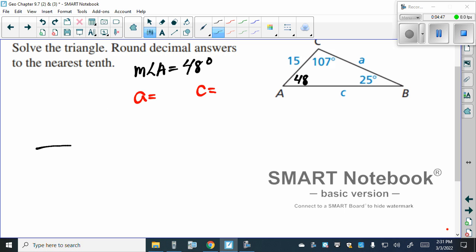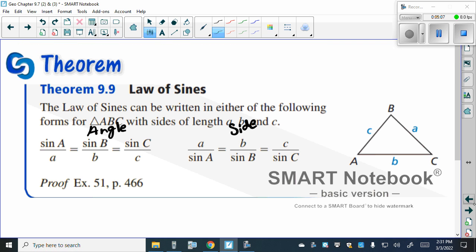Now, here we're trying to find a missing side length, yes? So for us to be able to solve this here, we're using our A over sine of A is equal to B over sine of B is equal to C over sine of C. And we only use two parts. So on this here, I'm only going to use either these two fractions, or these two here, or the first and third. We only need two of them.